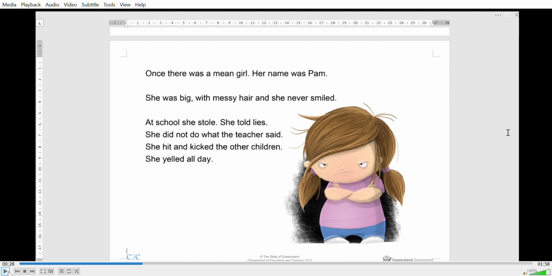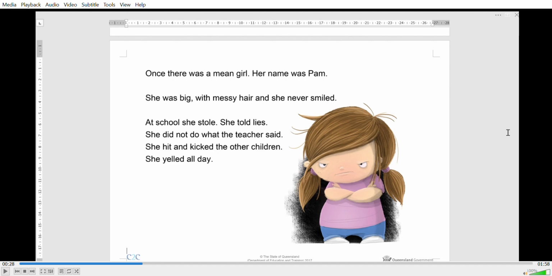Alright, so that's the first page. Where do you think this first page was set? So remember, the setting tells us where and when. So let's start with where. Where do you think this first page was set? That's right, it says it was set at school. So there was a clue, it was at, and the place is the school. That is where it was set.